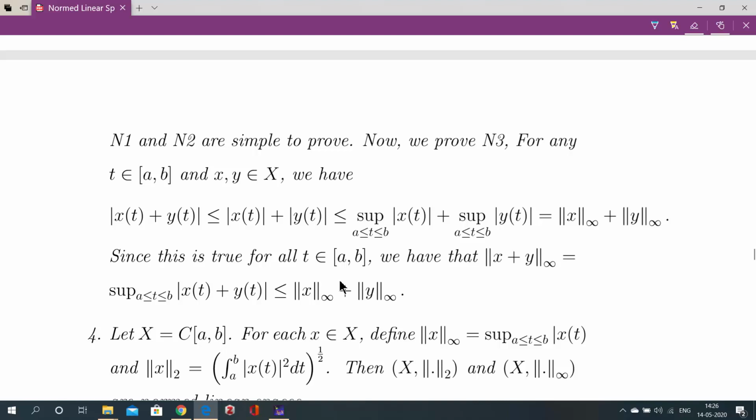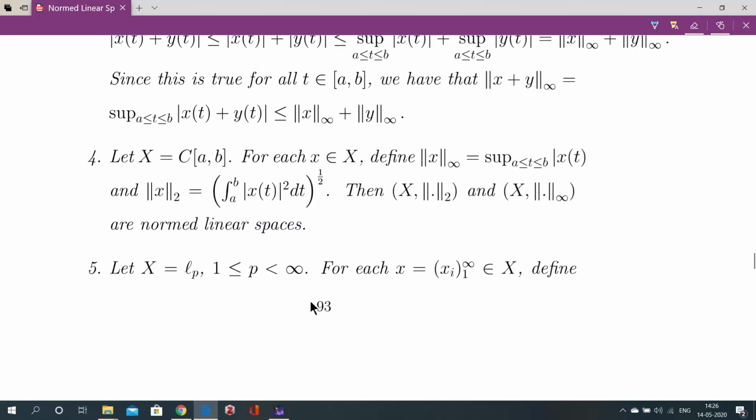So the norm of x plus y over infinity is the supremum of modulus of x(t) plus y(t), which is less than or equal to norm of x over infinity plus norm of y over infinity. Hence, we can satisfy it. So let X be the set of continuous real valued functions on the interval a to b, and if we define the norm as the supremum of modulus of x(t), the infinity norm, and the norm over 2 is defined like this: integral a to b of modulus of x(t) squared dt, power 1 by 2. Both these norms are normed linear spaces. You can easily verify that.